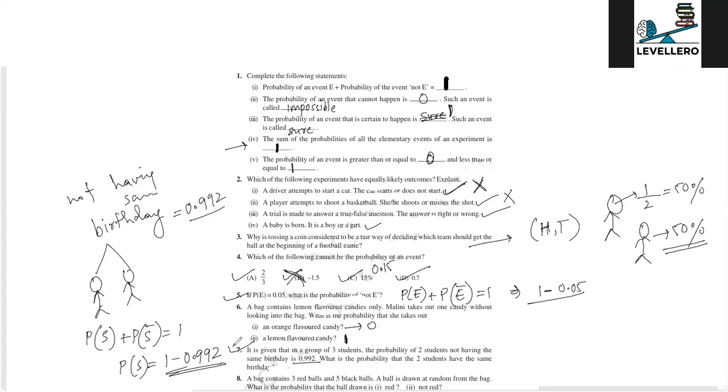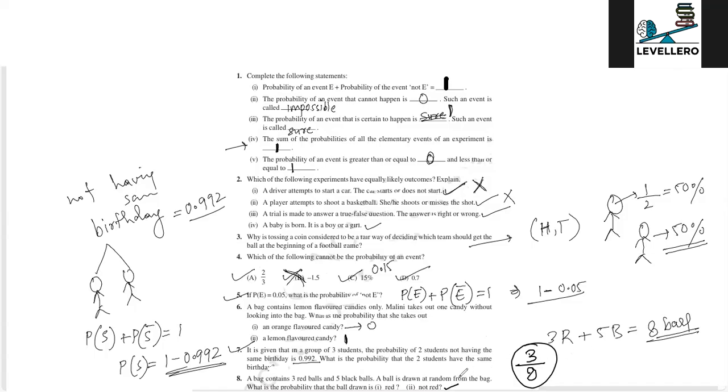Question number 8. A bag contains 3 red balls and 5 black balls. A ball is drawn at random from the bag. What is the probability that the ball drawn is red? So the total number of balls is 3 red plus 5 black, which is 8 balls in total. Now the probability of getting a red ball is 3/8, and then the probability of getting a ball which is not red.